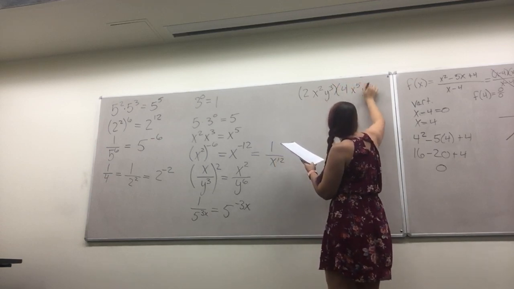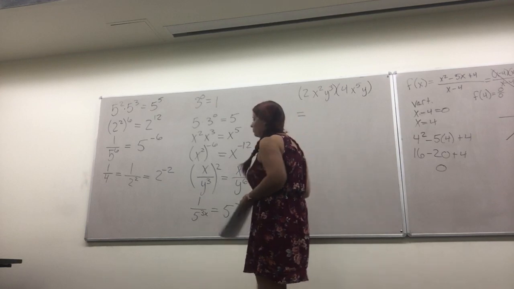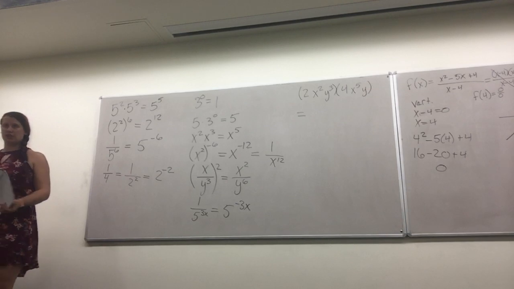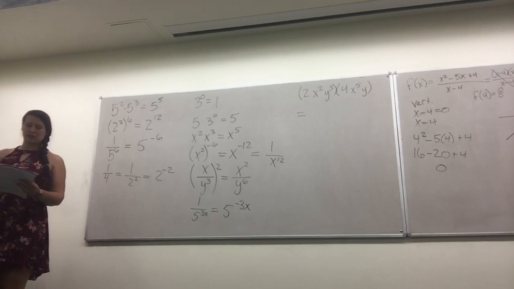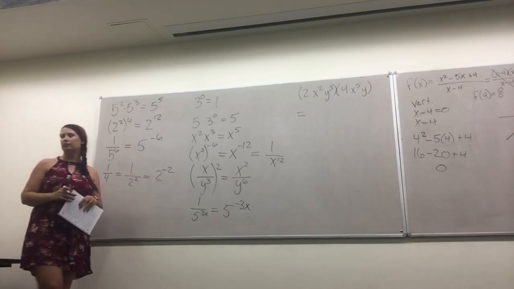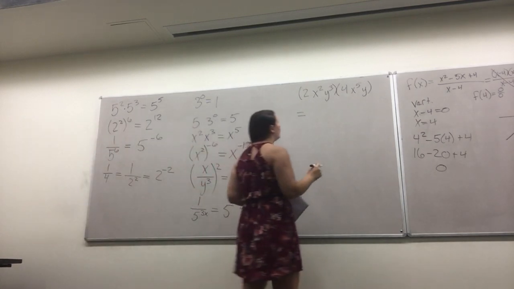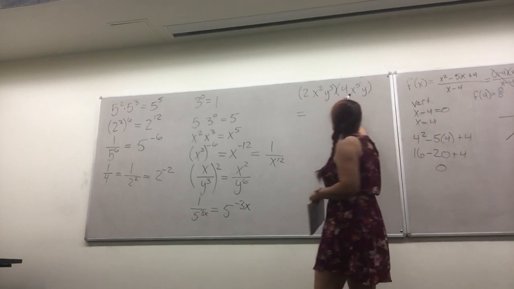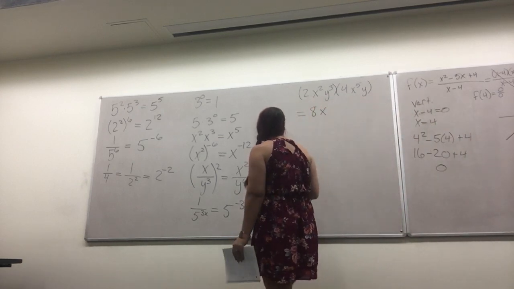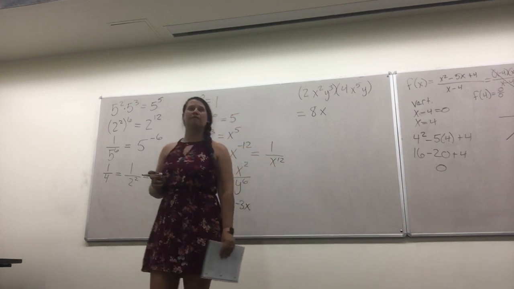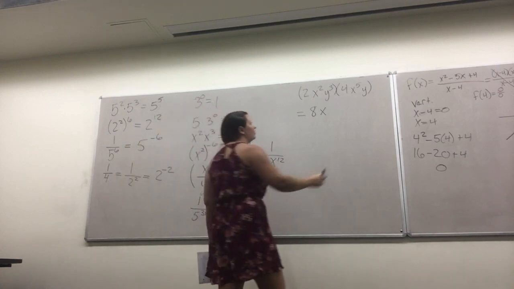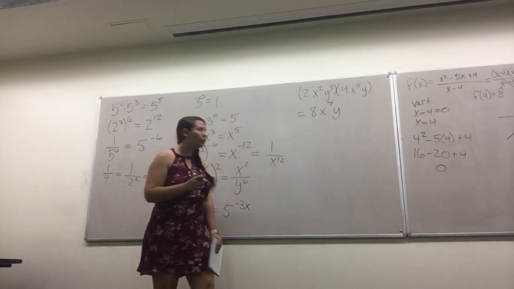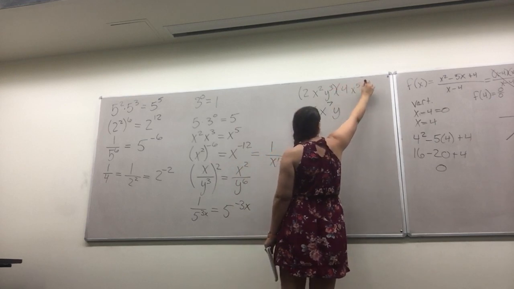x to the 5th y. We want to simplify this. So, do coefficients together, and then do x's together, and then do y's together. Right? So, what would our coefficients be? 8. Just 8, because we just do the 2 and the 4. Now, x has what power? 7, because we add the 2 and the 5. Y is to what power? 4, because again, we add 3 and the invisible 1.